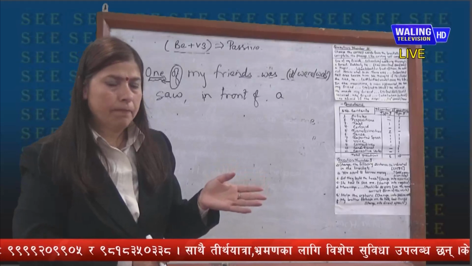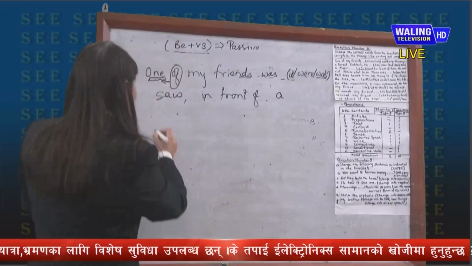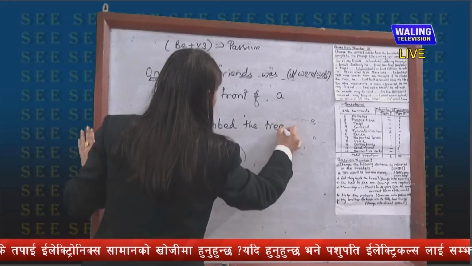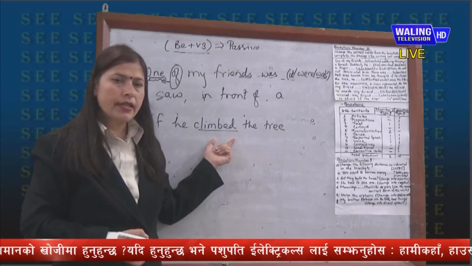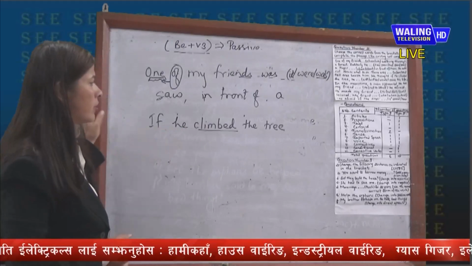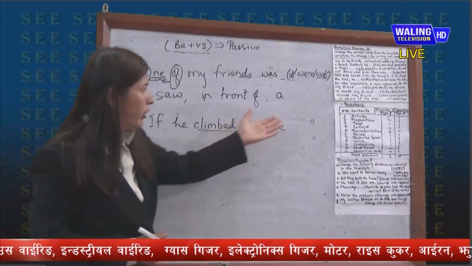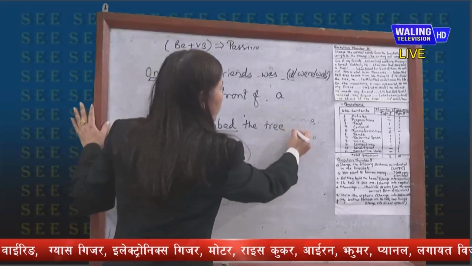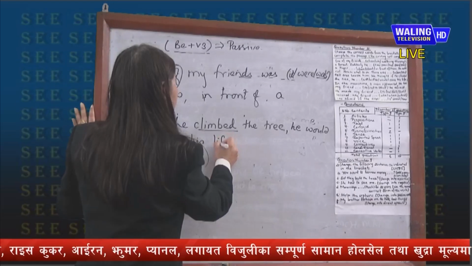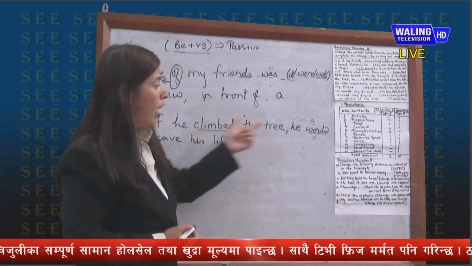Here, the if clause is there. It is a conditional sentence. If clause: if he climbed the tree. Here the structure is B2, if he climbed. When B2 is there in the if clause, we must use would, should, could, might plus B1. So we must use would, not will be. So we have to use he would save his life. So would is written here. I hope students have understood why would is chosen here.